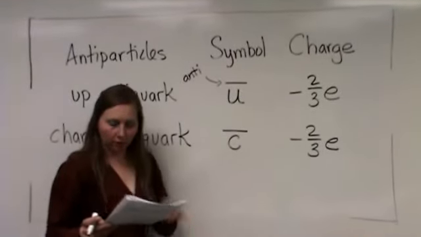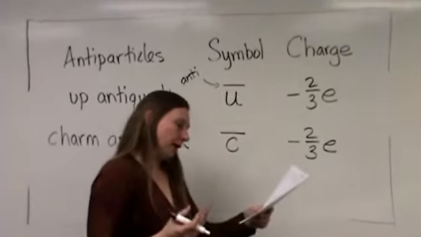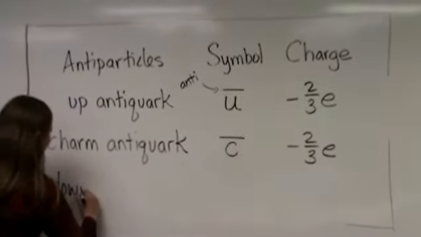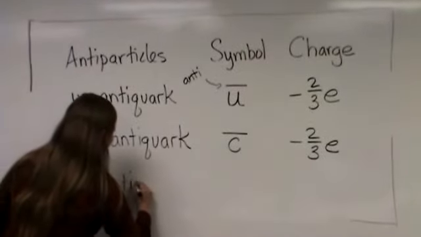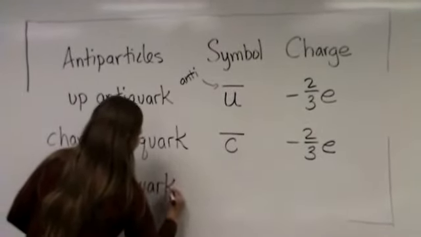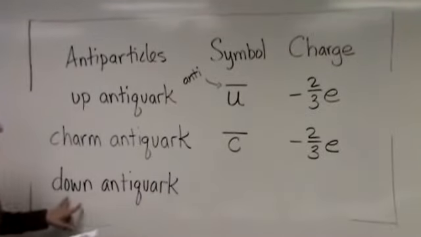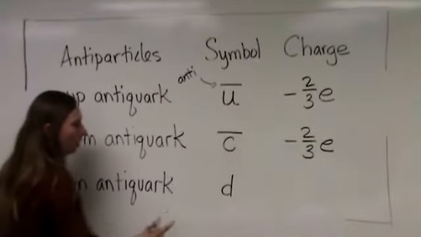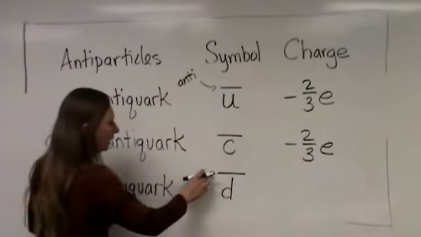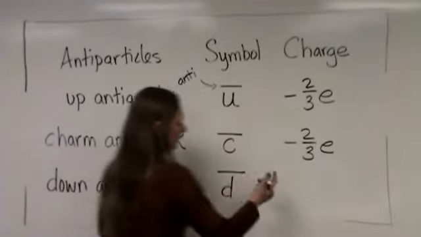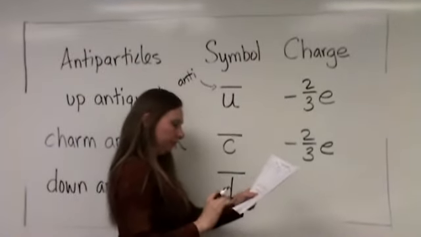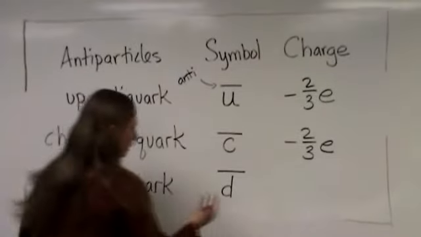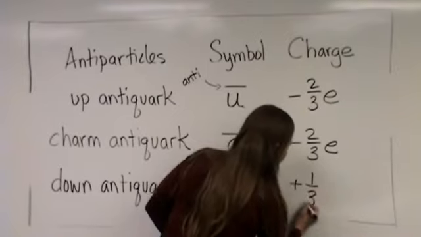Let's do one more on the bottom. How about the down quark? Let's do the down antiquark. According to the chart, the symbol for the down quark is D. But if we want the down antiquark, we put a line over it. That line means antiquark. Now, the down quark is negative 1/3 e. That means that the down antiquark is positive 1/3 e.